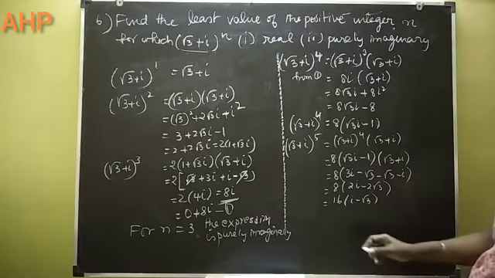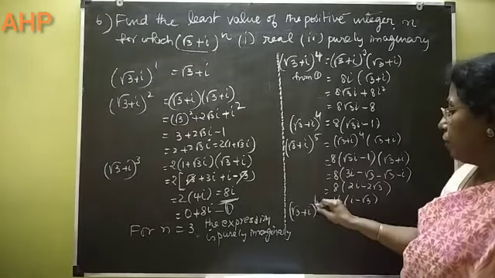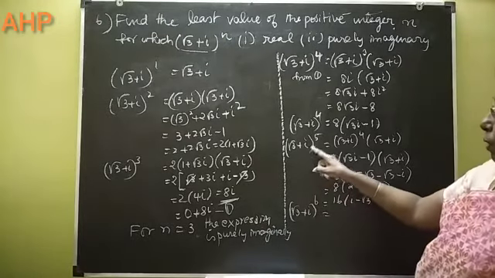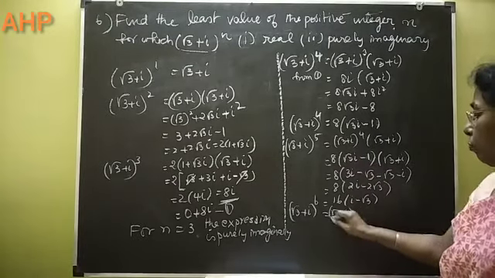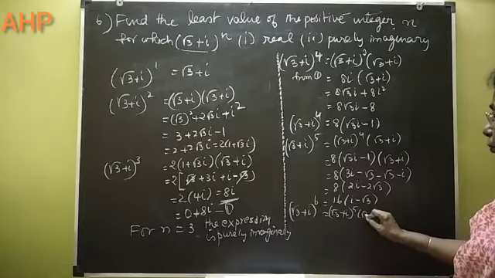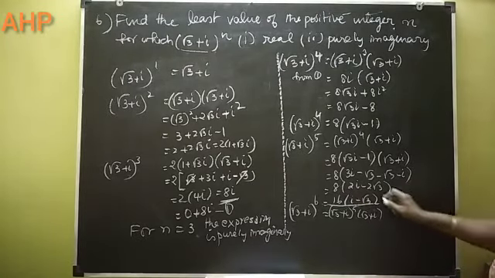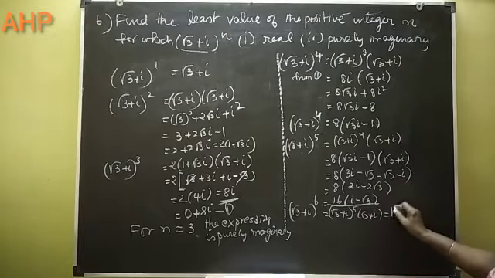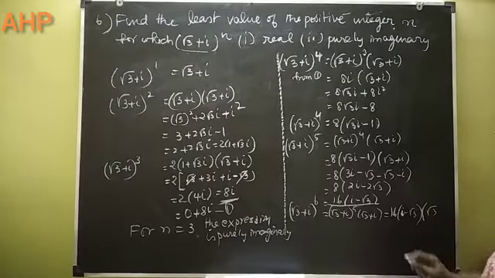So to find out the next expression, (root 3 plus i) the whole power 6. This is equal to (root 3 plus i) the whole power 5 into (root 3 plus i). So this answer, 16 into (i minus root 3), into (root 3 plus i).